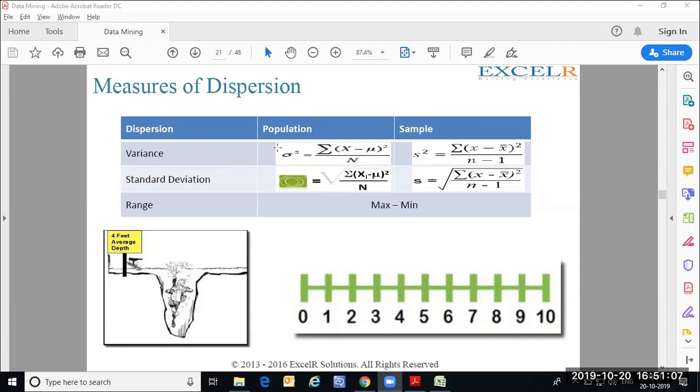The first measure of dispersion is variance. It's about understanding the spread of the data, the spread of each data point from its mean, right? And the second measure of dispersion is standard deviation. What is the difference between variance and standard deviation?